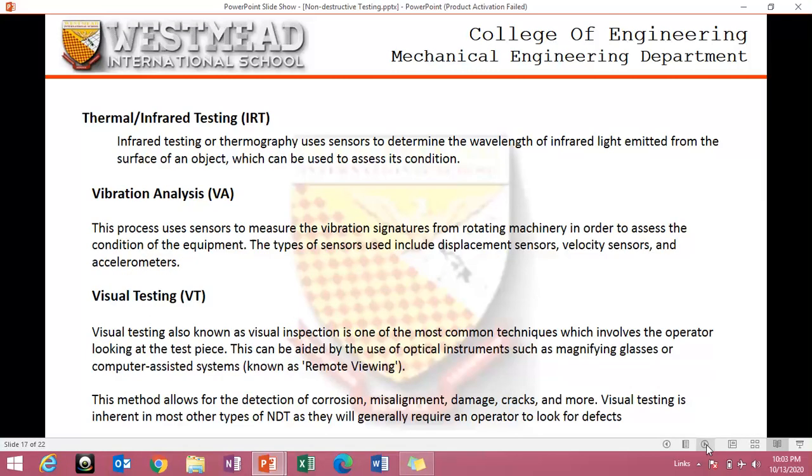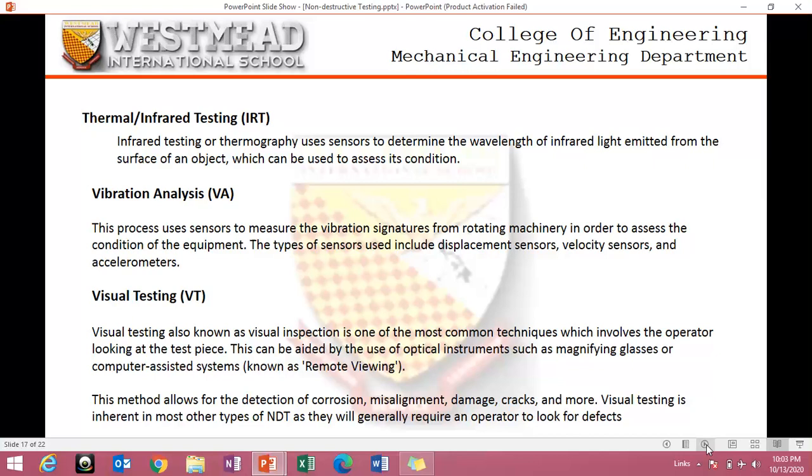Thermal infrared testing or IRT. Infrared testing or thermography uses sensors to determine the wavelength of infrared light emitted from the surface of an object, which can be used to assess its condition. Vibration analysis or VA. The process uses sensors to measure the vibration signatures from rotating machinery in order to assess the condition of the equipment.